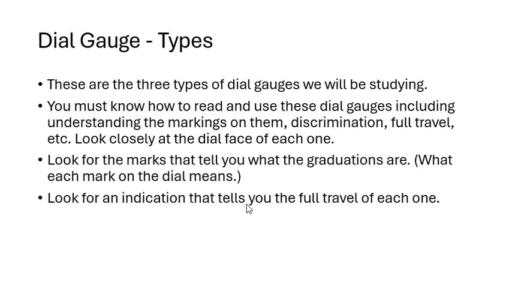So we'll carefully look for the marks that tell you the graduations, and you have to understand what each mark on the dial means. After looking for the marks, we observe the marks on the dial, and we are going to determine the full travel of each one of them. Travel means the pointer is traveling inside of the dial. I'll of course show you the picture so you can understand what we're doing. Right now, just try to know the 3 types of dial gauges in this lab.